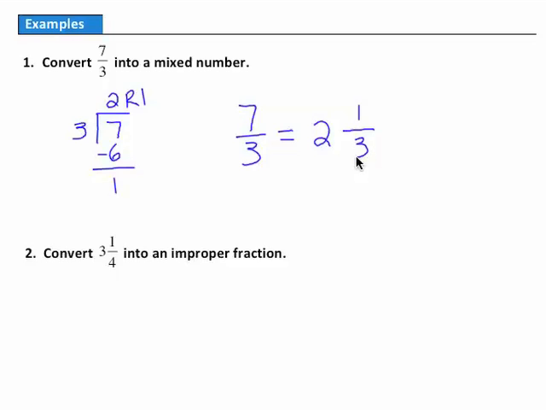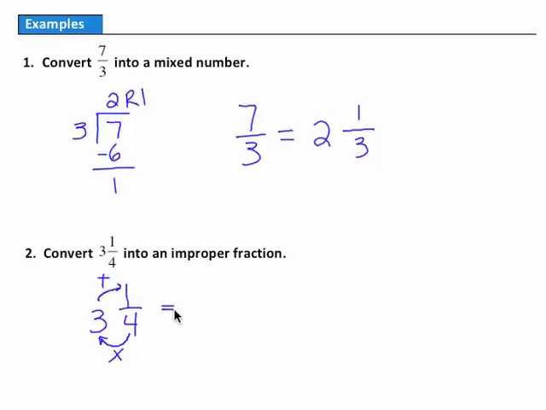Example 2. We're asked to convert the mixed number 3 1/4 into an improper fraction. An easy way to remember converting a mixed number into an improper fraction is to work in a circle. We start at the bottom and multiply 4 times 3. 4 times 3 is 12. Now we take that answer and add that to the top. So 12 plus 1 gives us 13.